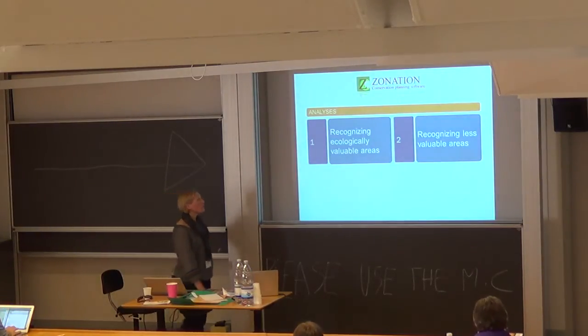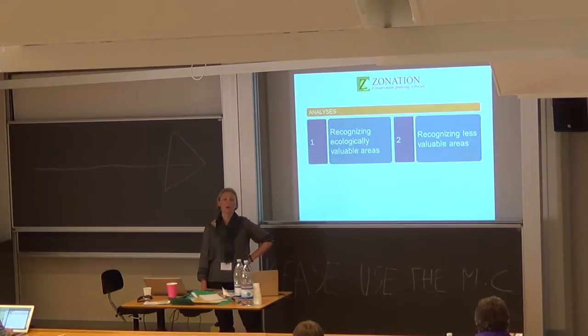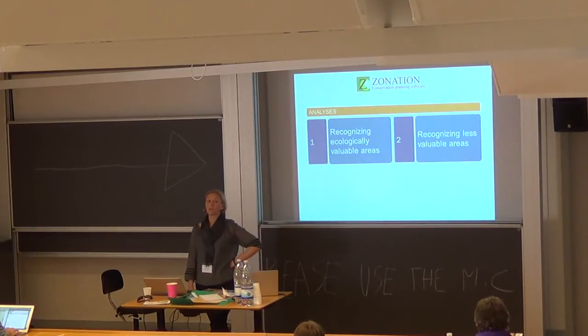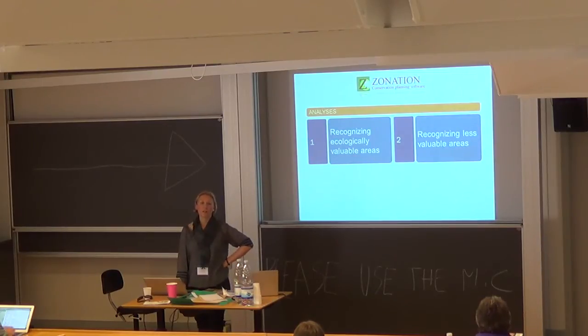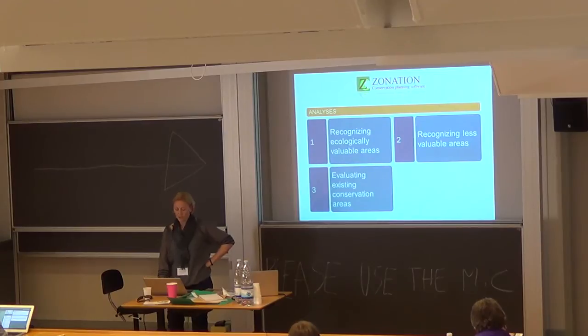It has also been used to recognize less valuable areas. I'll show you in a minute a peat bog extraction example, where peat is being extracted in central Finland, and there was a need to identify where that peat should be extracted so that it would harm biodiversity the least, if there was a need to extract peat. So this is one of the common usages these days.